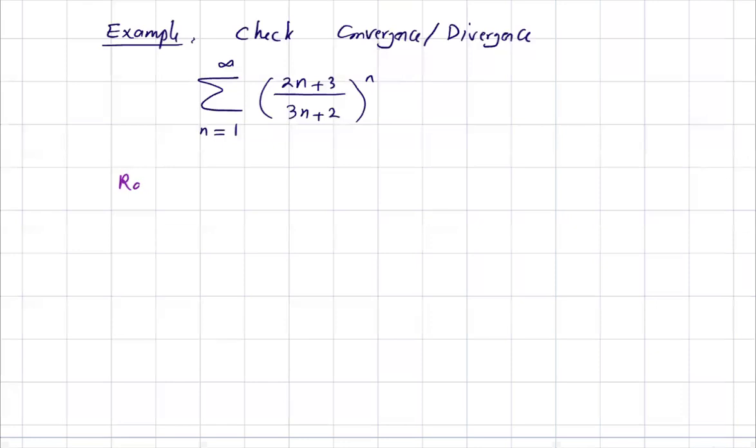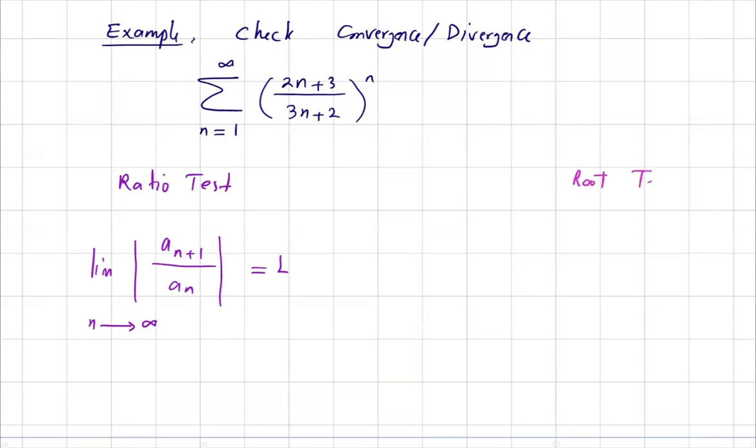For the ratio test, we had the following: the limit of the absolute value of a_(n+1) divided by a_n as n goes to infinity gives you L. And for the root test, you had the limit of the nth root of the absolute value of a_n as n goes to infinity equals L. But the scenarios were all the same.